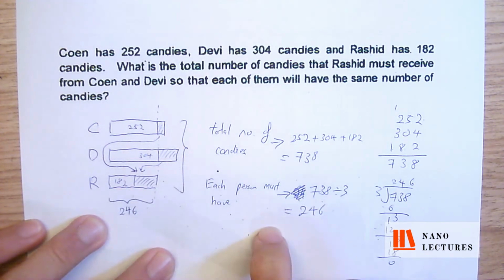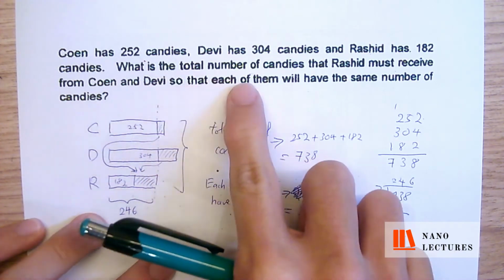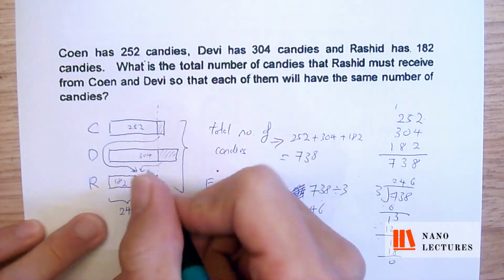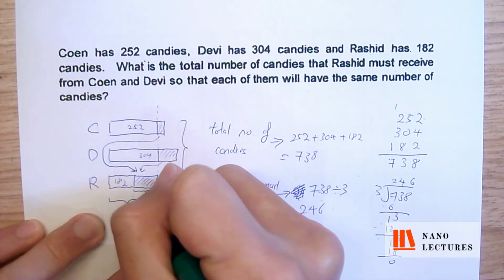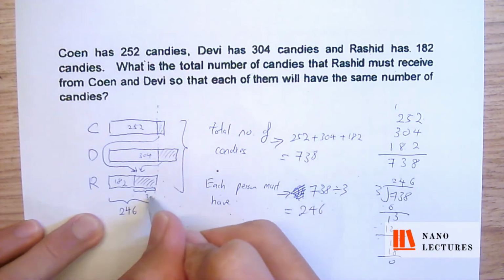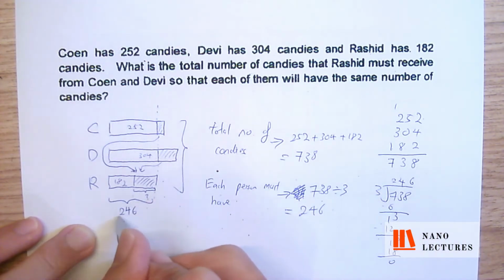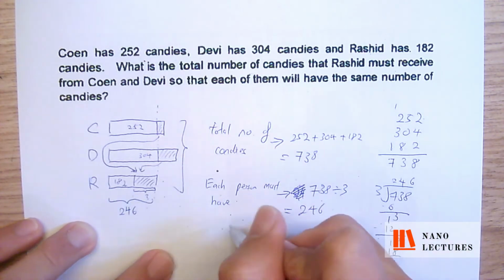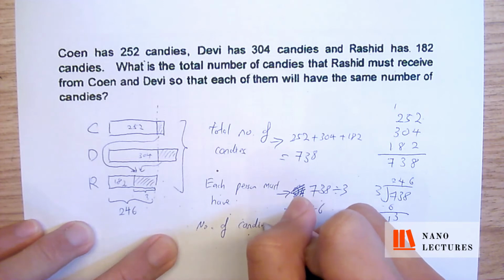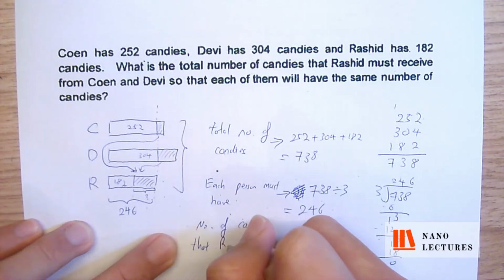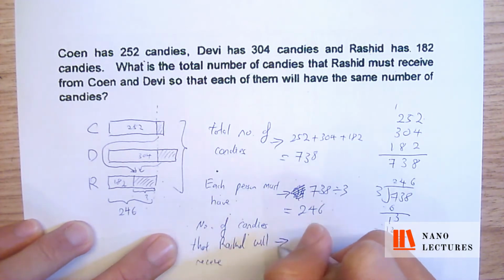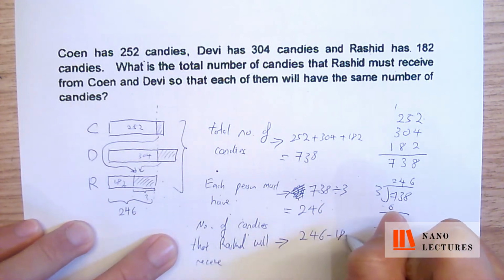Now, what is the question asking for? The question is asking for the total number of candies that Rashid must receive from Cohen and Devi. So put a question mark over here. In order to find this, we know that the total each must have is 246. We take 246 minus 182, and we'll get the answer. So number of candies that Rashid will receive. Arrow, 246 minus 182.